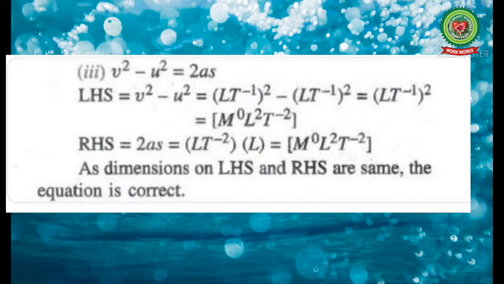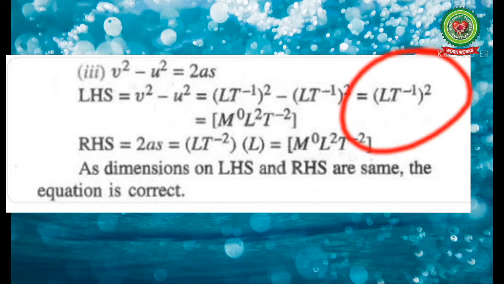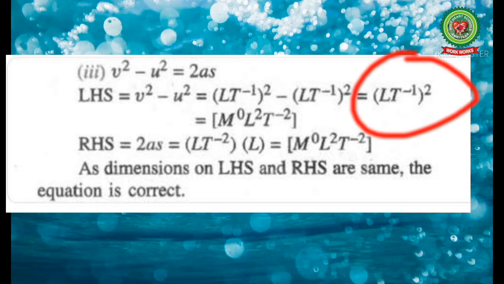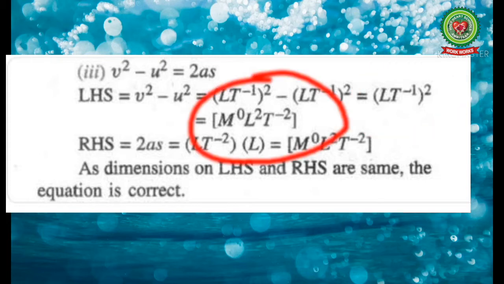Now let's start with the third equation. v square minus u square equal to 2as. Left hand side. V square has dimensional unit LT minus 1, and because of the square, it is LT minus 1 whole square. Similarly, u square is also velocity, that is, its unit is LT minus 1 and again square. So, we need not subtract here. As we know, we can subtract only those quantities which have same unit. That is why the unit will become LT minus 1 whole square, that is M0 L2 T minus 2.